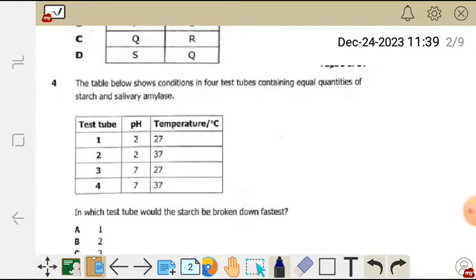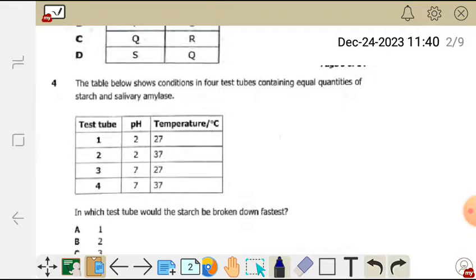Okay, so the question continues to say, in which test tube would the starch be broken down fastest? In which test tube, 1 to 4, would the starch be broken down fastest? So we have pH here and we have temperature. So most of the enzymes in the human body work well at the temperature 37. Now in the mouth, that's where salivary amylase is, in the saliva.